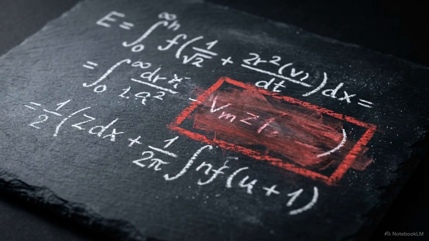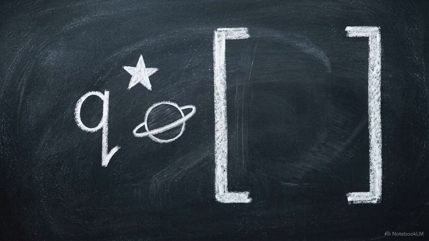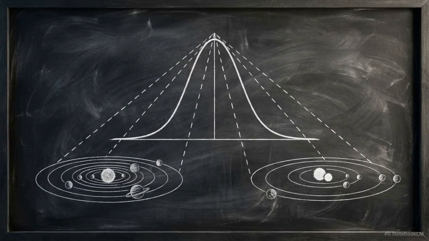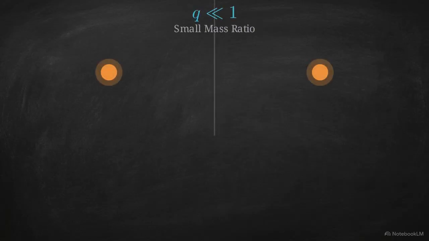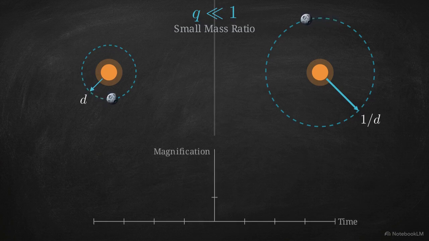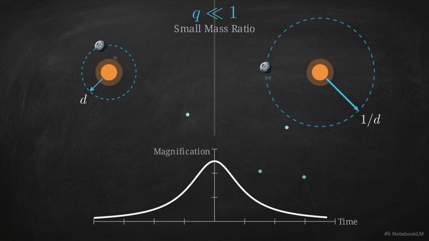There is a limitation to this mapping process. The equations naturally output relative ratios, like the mass fraction Q, but they don't immediately give us physical masses in Earths or suns. We also run into a mathematical mirror effect known as offset degeneracy. When Q is small, two entirely different physical architectures, an inner orbit of d and an outer orbit of 1 over d, can produce identical magnification light curves.